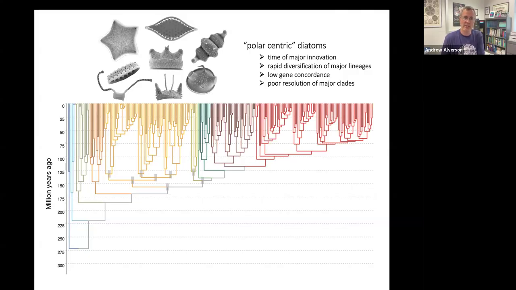morphologically, ecologically. It was then that diatoms really became established many different times into fresh waters. There was a rapid diversification of all the major lineages. And what we found, what I'm not going to talk about at length here, is that there was a lot of disagreement among genes. And we looked at hundreds and in some cases thousands of genes to measure this. There's a lot of disagreement among genes because this happened so quickly that there wasn't enough time for genes to accumulate changes to capture these events. So as a result, in the polar centric diatoms, there's pretty poor resolution among the major clades.